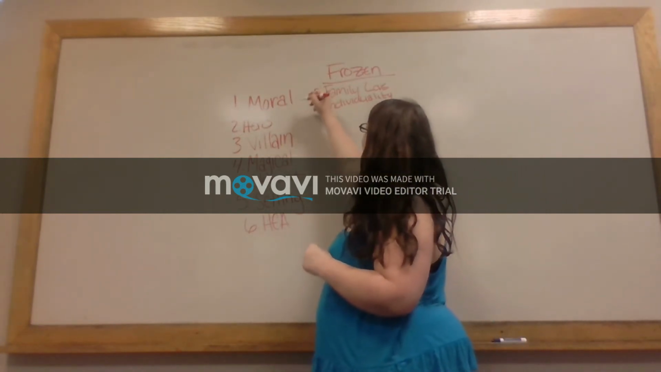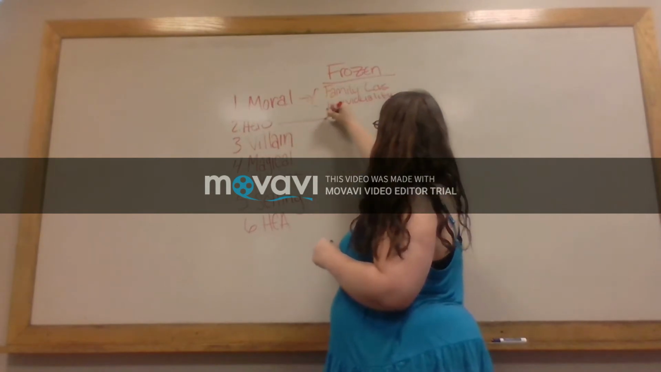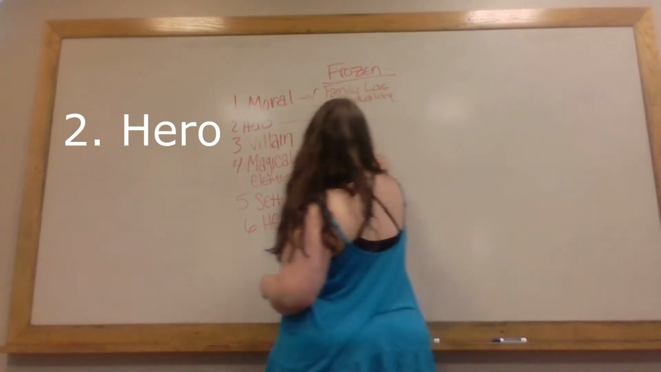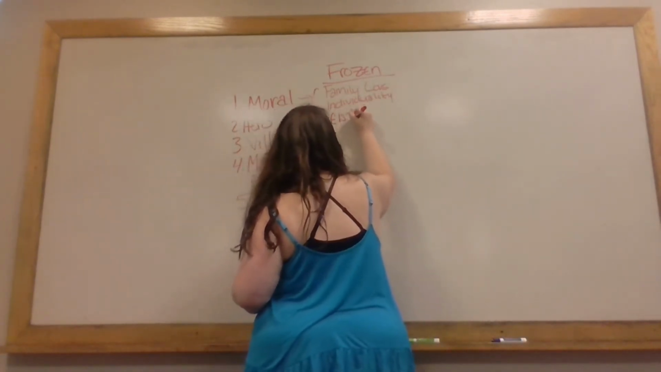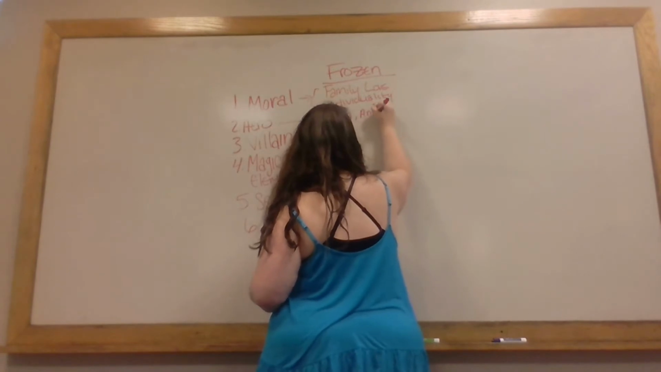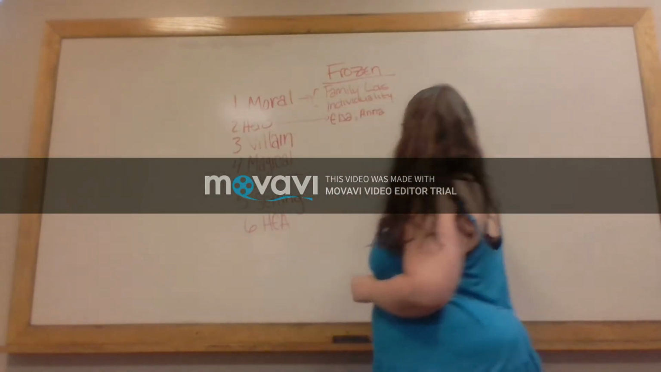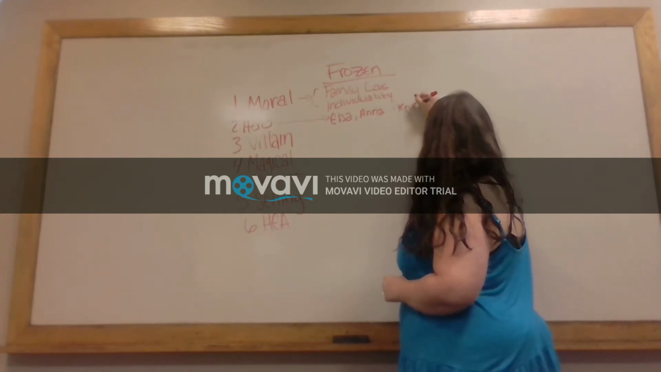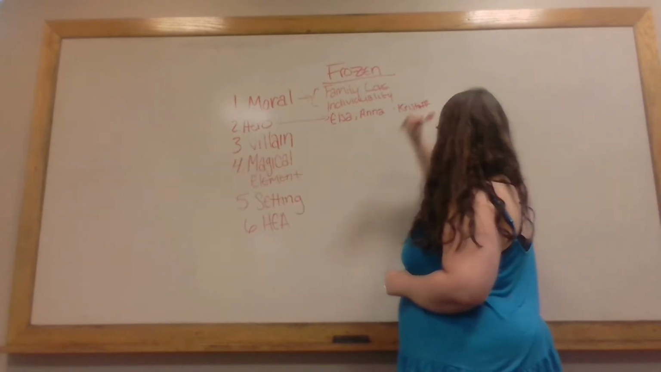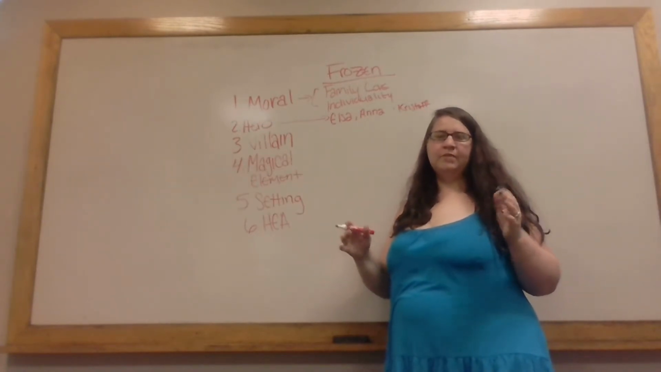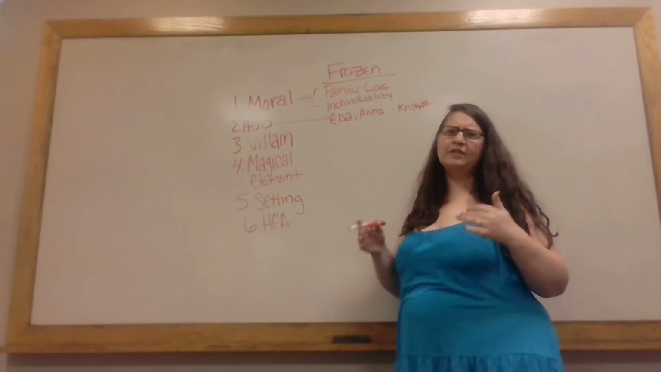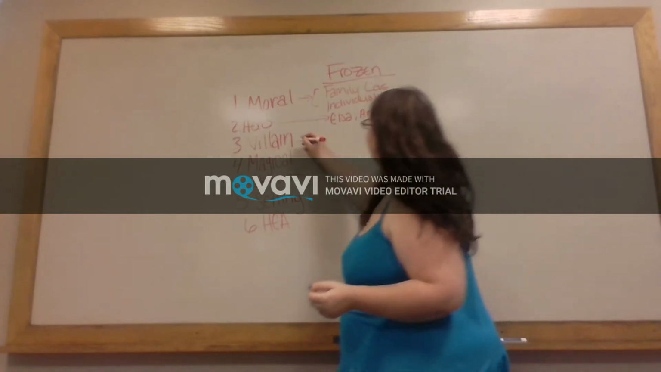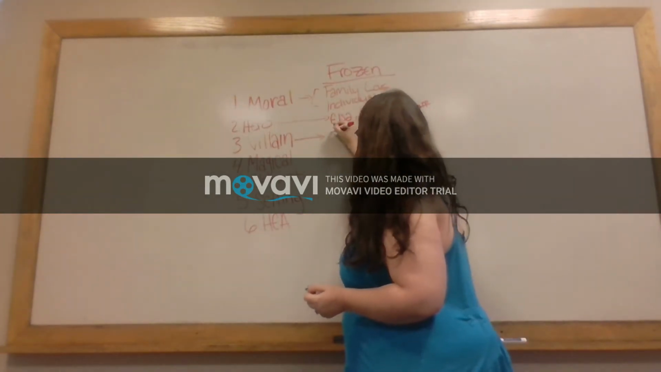Our next is the hero. So for Frozen, the hero is going to be Elsa, Anna, and then we do have Kristoff. He's a side hero in this, but I do think it is important that we mention him. And then our villain is going to be Hans.